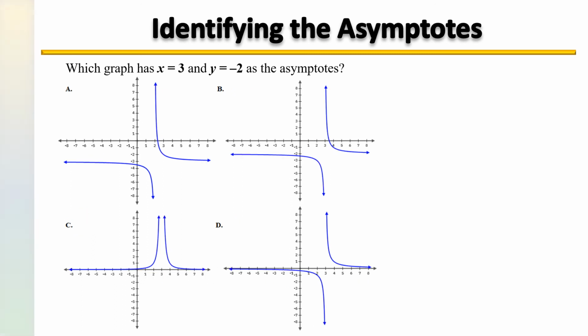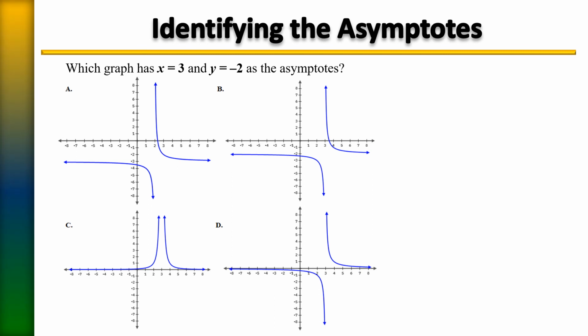Okay, so which graph has x equals 3 and y equals -2 as the asymptotes? Feel free to pause the video. When you're ready to reveal the answer, go ahead and restart the video. Okay, so which answer did you choose? We are looking for a vertical line passing through the x-axis at 3 and a horizontal line passing through the y-axis at -2. And if you said choice B, that is correct. Okay, good job.